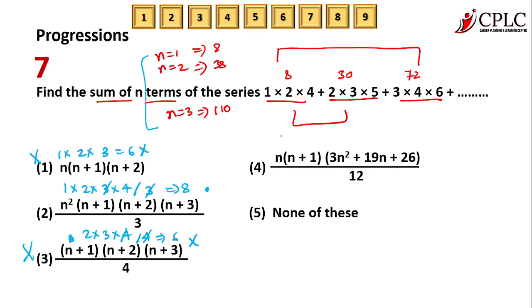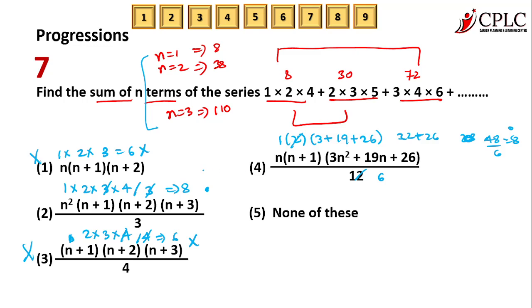The fourth one, it is 1 into 2, 3 into 1 is 3 plus 19 ones are 19 plus 26. 22 plus 26 is 48. 48 divided by 6, which is 8. Yeah. N is 1 gives 8, it is happening. So only two options are left. That is answer option 2 and answer option 4.